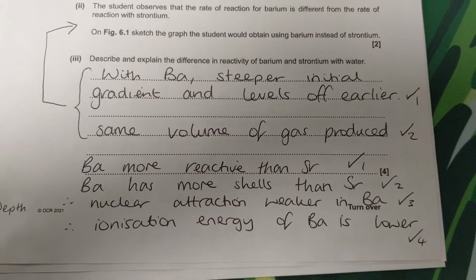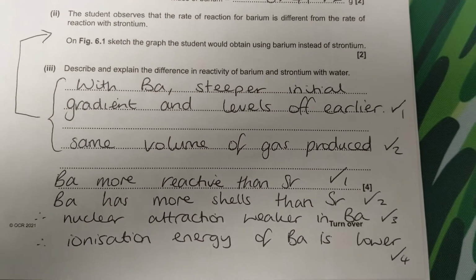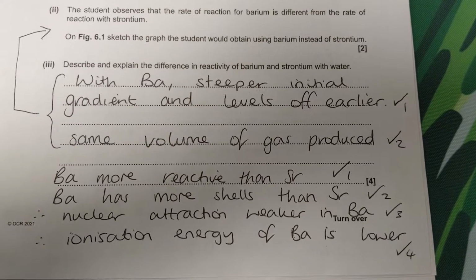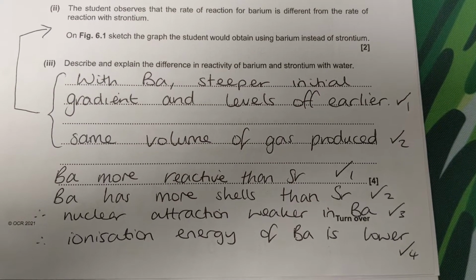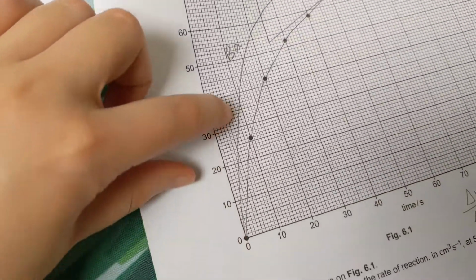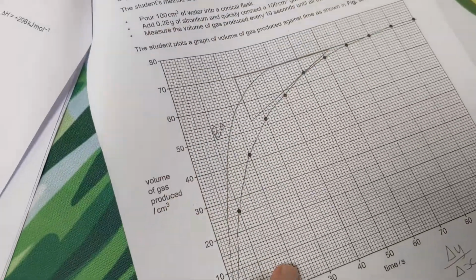So where do we get our marks on this part 2 where we're sketching on the graph? So we need a steeper initial gradient with barium and it needs to level off earlier, and same volume of gas produced, so it finishes in the same place. So here's the steeper initial gradient, it's levelling off sooner and it's finishing in the same place.